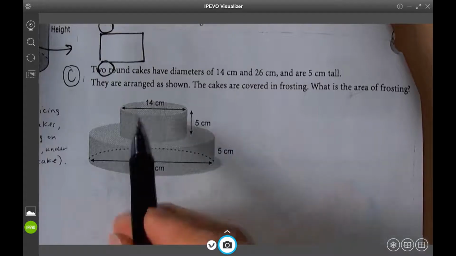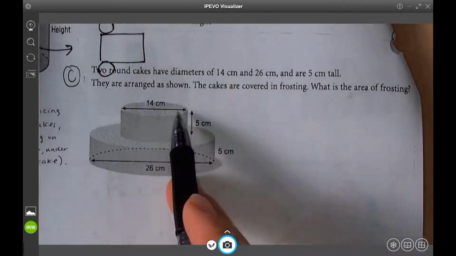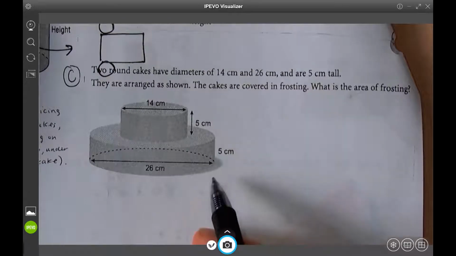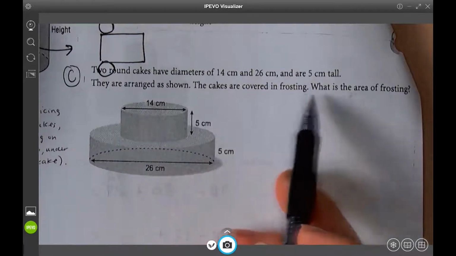Two round cakes have diameters 14 centimeters and 26 centimeters, and are 5 centimeters tall each. They're arranged as shown. The cakes are covered in frosting. What's the area of the frosting?